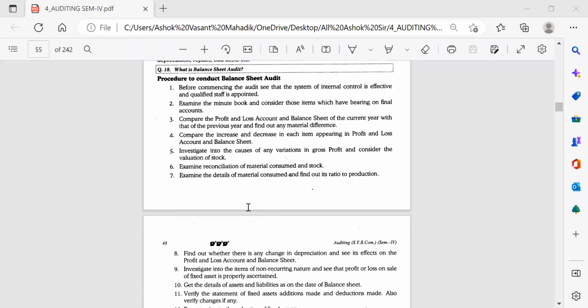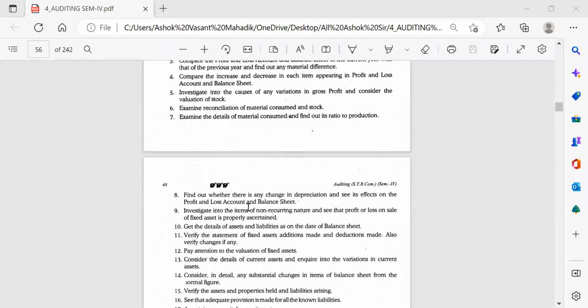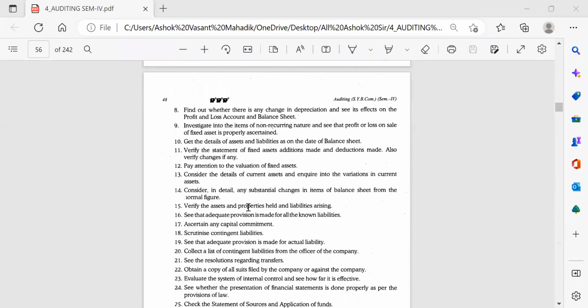Procedure to conduct balance sheet audit. Before commencing the audit, see that the system of internal control is effective. Examine the minutes book if there is any record of purchasing any fixed asset or selling of any fixed asset. Check all the balance sheet items of current year with last year's figures. Compare any increase or decrease in P&L item which relates to asset. Investigate into the causes of any variation in GP due to valuation of stock. This is not that important. I won't be asking this question. Don't worry.